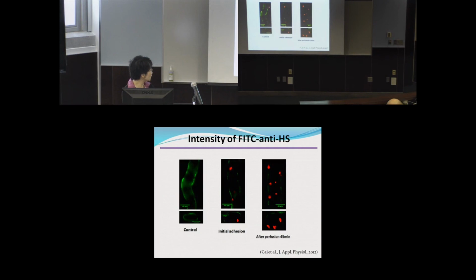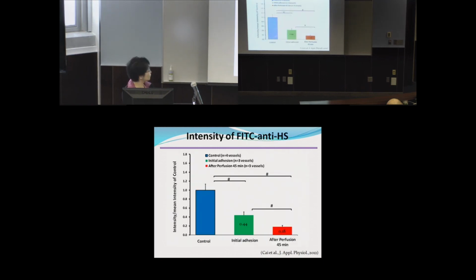Under control, you see a lot of green. That's the surface glycocalyx. And this red is the adherent tumor cell. At initial adhesion, you see less green. And after 45 minutes of tumor cell perfusion, you see more red, more adherent tumor cells, but much less green compared to the control. So as a little summary, initial adhesion will degrade the surface glycocalyx to 44% of the control. In the 45-minute tumor cell perfusion, it will degrade to like 18%.